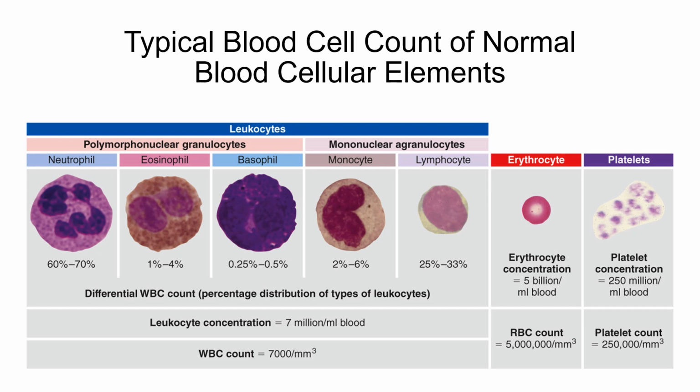So most common are neutrophils. The lymphocytes are the second most common. The monocytes are the third most common. Eosinophils are the fourth most common, and basophils are the least common. Then the other two formed elements, the erythrocytes and the platelets.